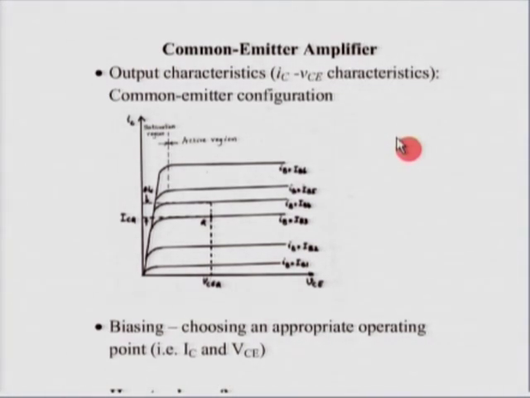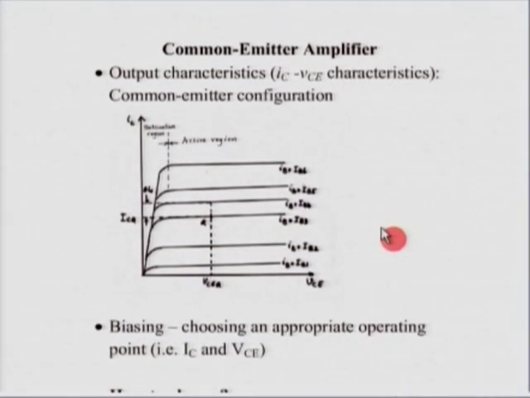Now, the first thing we need to consider when we talk about a common emitter amplifier is to have an idea about the output characteristics and to decide how you go about. Now, as I said in my last lecture, one of the most important things about a discrete amplifier is that you need to bias the device, in this case a BJT, in the proper operating point.